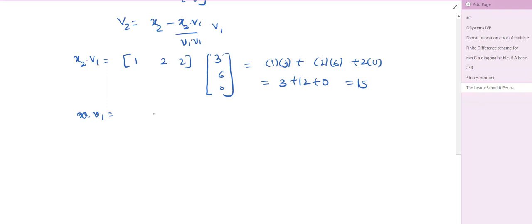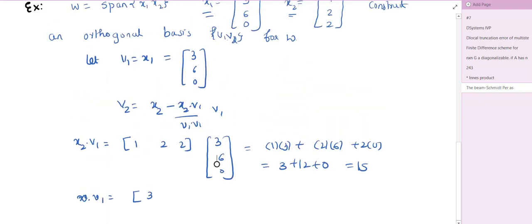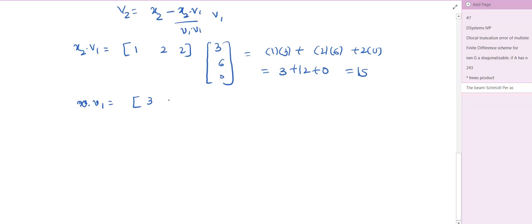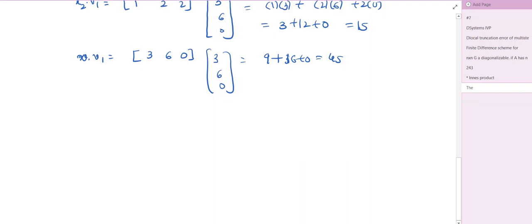V1 dot V1 is nothing but X1 dot X1. So that is, you can see your X1, V1 is 3, 6, 0. This is 9 plus 36 plus 0 which is equal to 45. So therefore your V2 will be equal to, just substituting the value, X2 is 1, 2, 2.